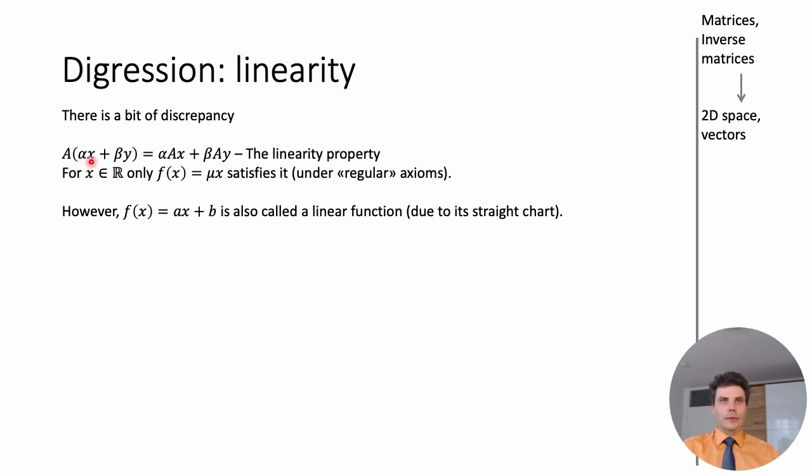And if the arguments x and y are real numbers, then the only operation that satisfies this property is actually just a multiplication by a constant number. The function f of x, that by definition equals a constant number mu times x, satisfies this property, and that's the only form of the function that satisfies linearity. Okay, so that's the linear function by definition.